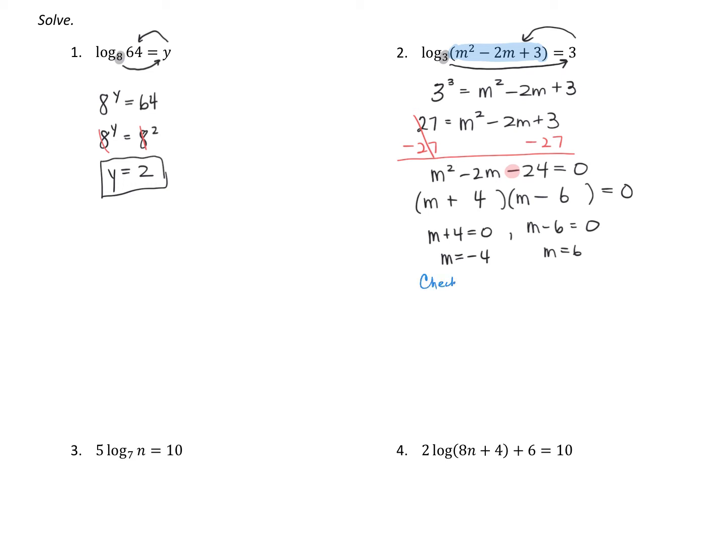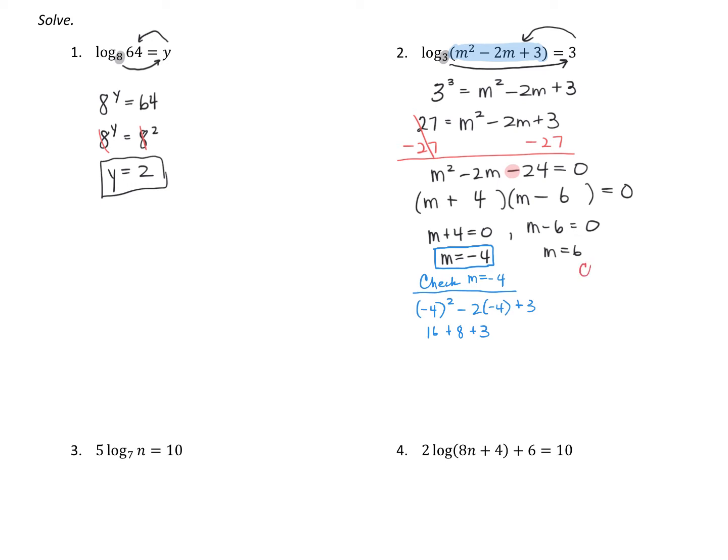So first I'm going to check, not x, m is equal to negative 4. All I'm going to do is plug negative 4 into the argument. So negative 4 squared is positive 16. Negative 2 times negative 4 is positive 8. And I don't even care what the number is. I can see that if I'm adding all positives, the answer is going to be positive. So that means negative 4 is a solution. Notice the 4 is negative, and that's fine. My answer can be negative. The argument cannot be negative.